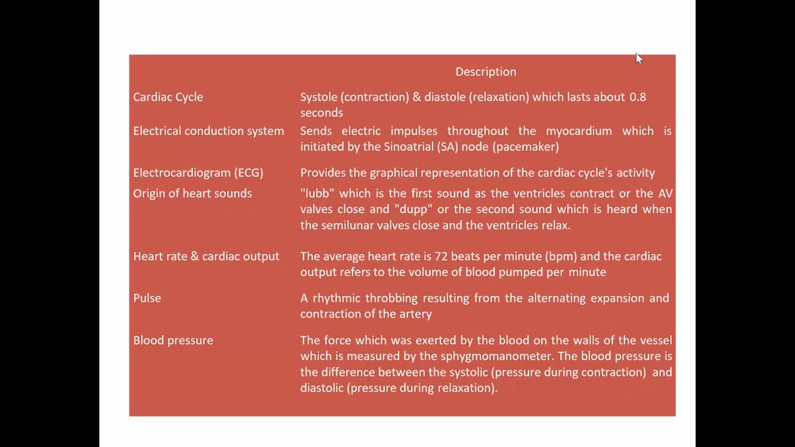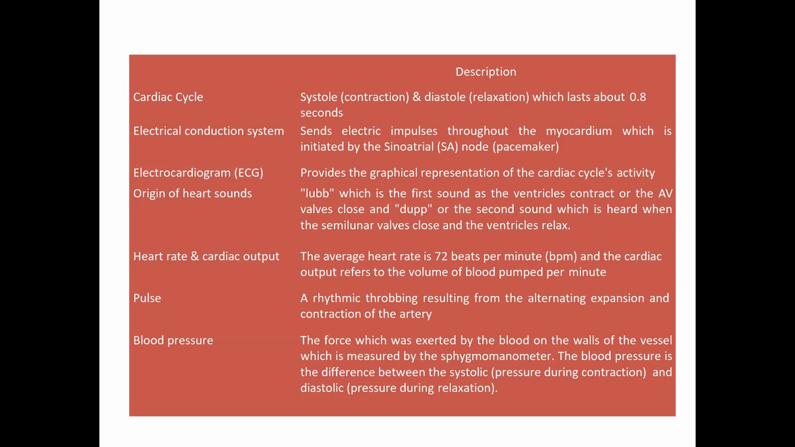So now class, let's proceed to these terminologies related to our heart. Let's discuss them one by one. The first term that we're going to define is the cardiac cycle. The cardiac cycle is the systole and diastole that lasts for 0.8 seconds. This is what happens when our cardiac muscles contract and relax. So one cycle of oxygenated blood and deoxygenated blood passing all throughout our heart is called the cardiac cycle, and it only lasts for 0.8 seconds.